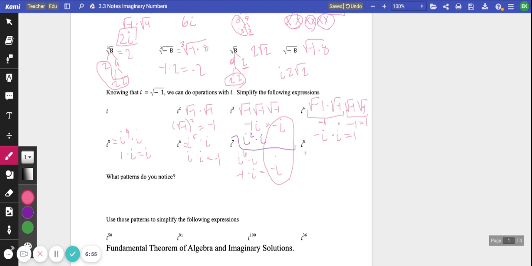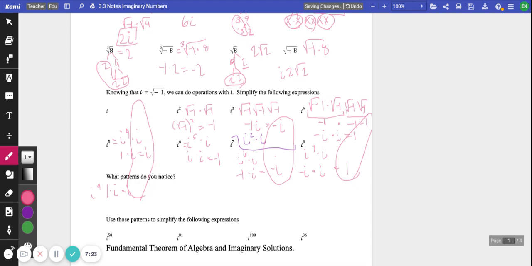Let's take a look at the next one. So then I have i to the 7th times i to get i to the 8th. i to the 7th is -i times i. So i times i is -1. Then times negative equals +1. Whoa, I get the same answer. What if I did i to the 9th? We get +1 times i, which just equals i. Okay, weird. All of those are the same.